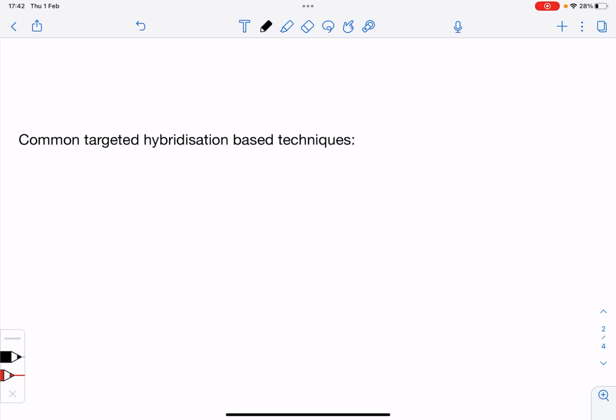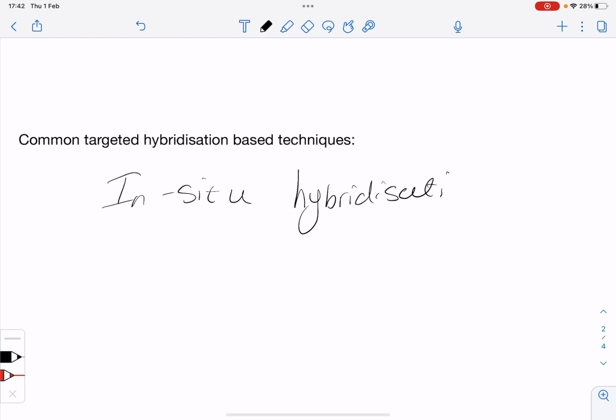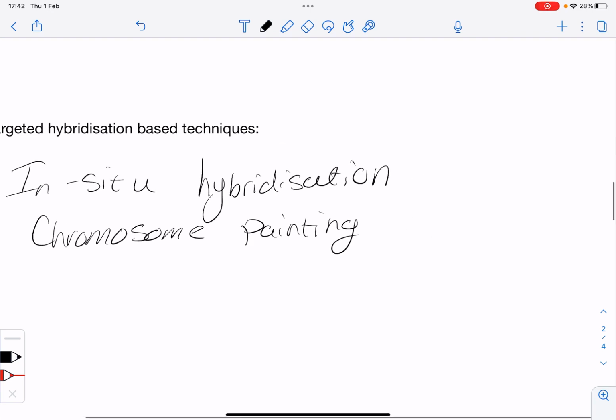So we already went through it in the beginning, but some common ones that we normally use in the labs are in situ hybridization, chromosome paintings of chromosome spreads. So yeah, chromosome paintings.